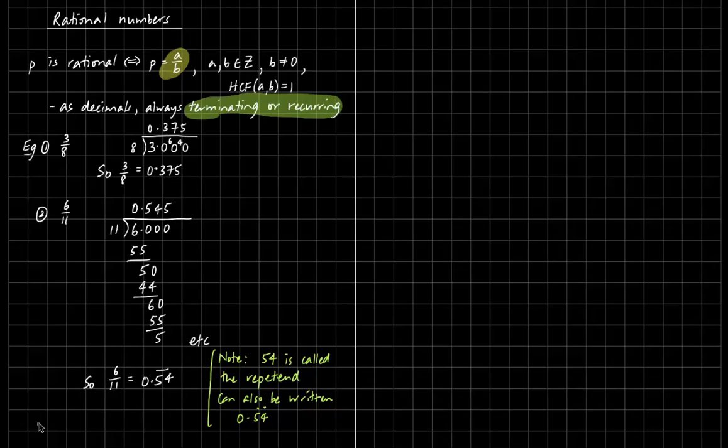So sometimes our repetend might be 3 or 4 digits long. We could put a line across the whole repetend from start to finish, or we could put a dot above the first digit and last digit in the repetend. Okay, so there's some examples of showing that fractions can always be written as terminating or recurring decimals.